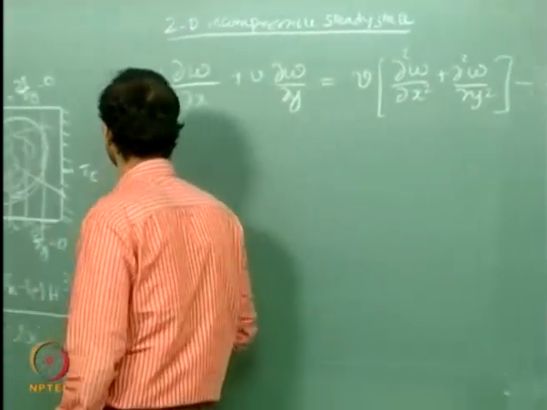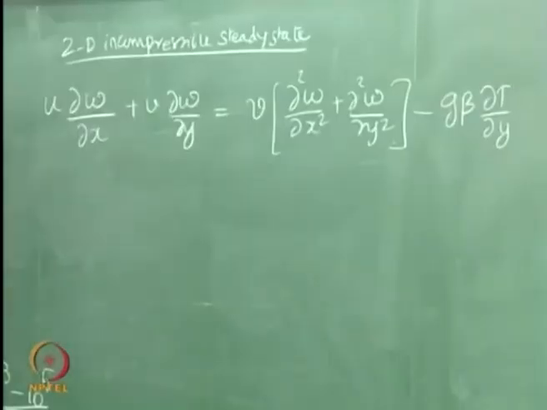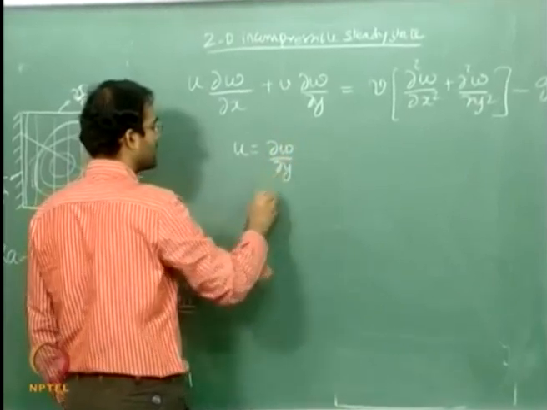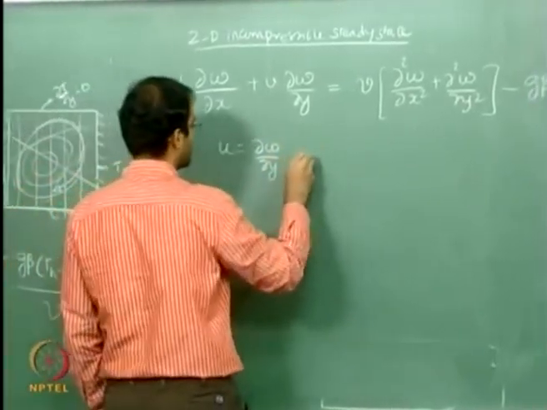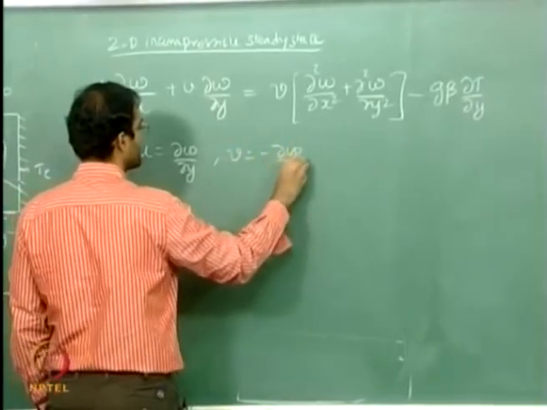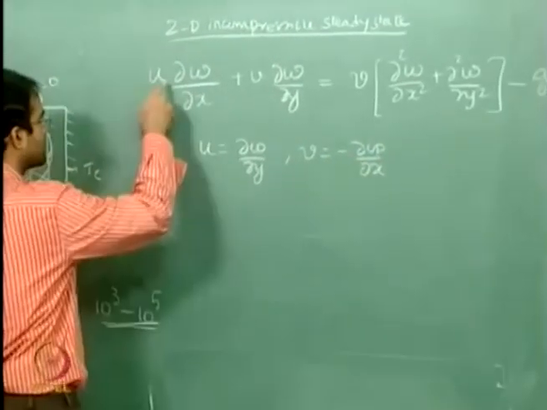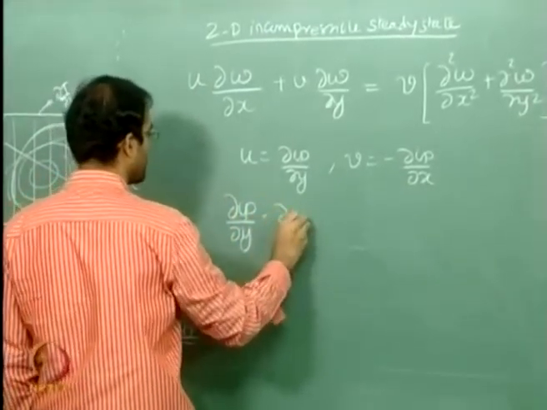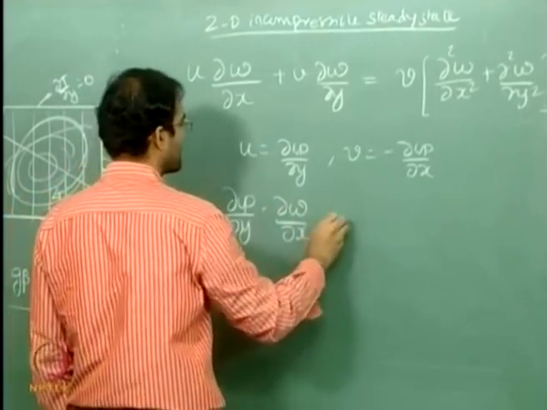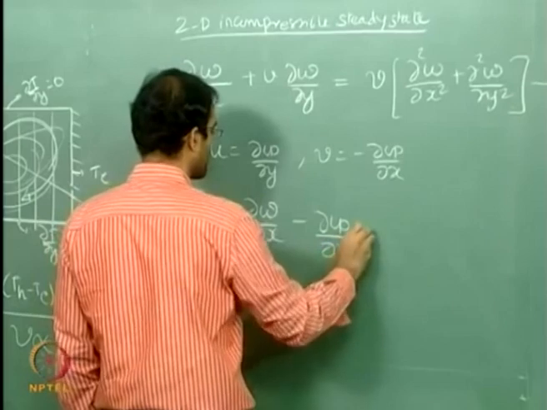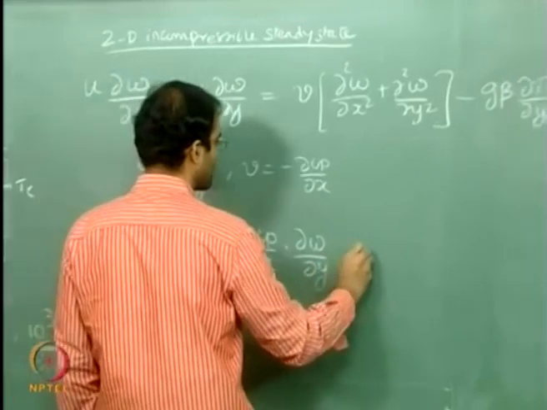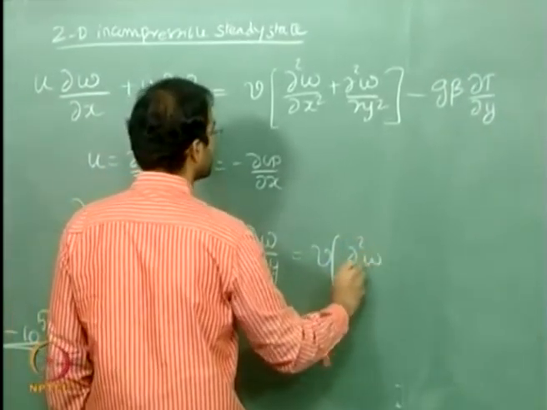Okay, so now you introduce a stream function to replace the velocity in terms of stream functions. So I can say my u is equal to d psi by dy if I assume a stream function, and v is equal to minus d psi by dx. So I can write this in terms of the stream functions. So d psi by dy into d omega by dx minus d psi by dx into d omega by dy is equal to the rest of the things on the right hand side, which is the same.